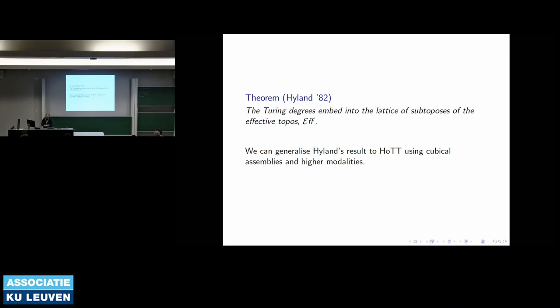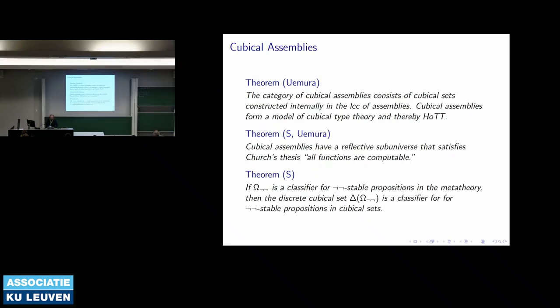What I'm going to talk about is a fancy new version of this classic result by Hyland, which is already in the original '82 paper introducing the effective topos: that Turing degrees embed into the lattice of subtoposes of the effective topos. This is some kind of fancy higher version of that, and it's going to be using cubical assemblies and higher modalities.